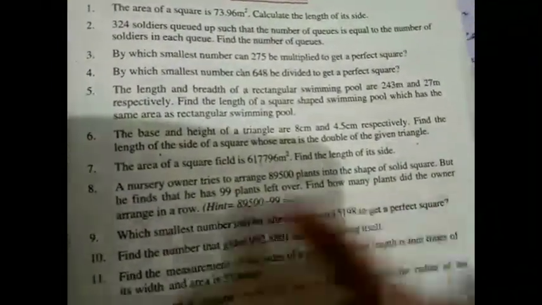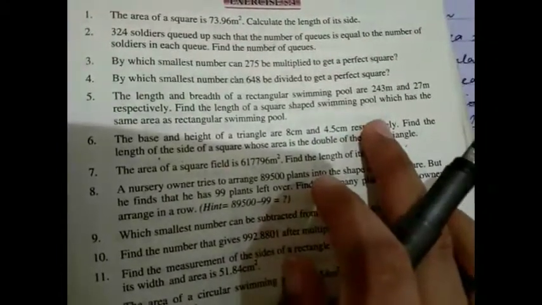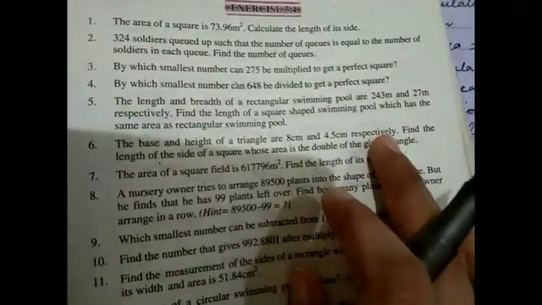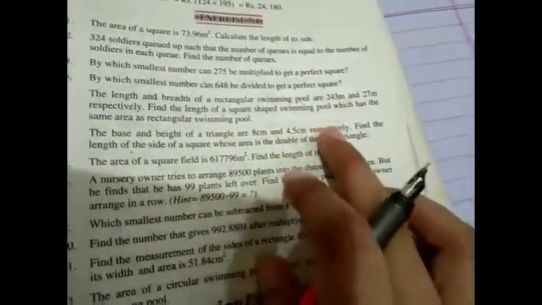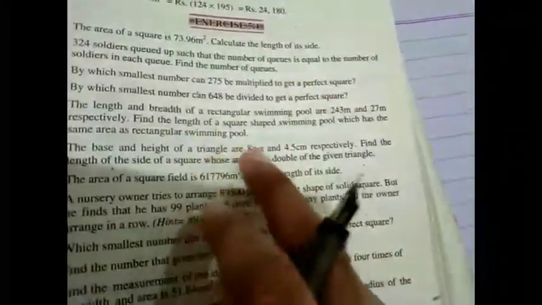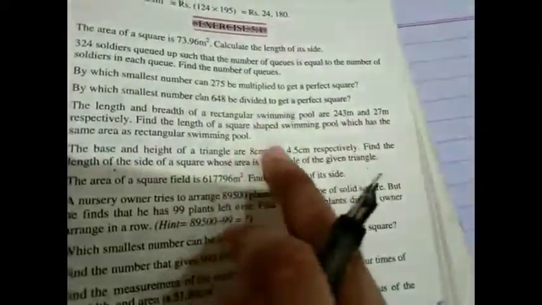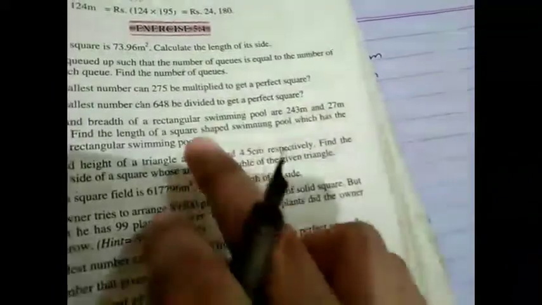Question number 5. The length and breadth of a rectangular swimming pool are 243 meters and 27 meters respectively. Find the length of a square-shaped swimming pool which has the same area as the rectangular swimming pool. So it means the area of that pool is also equal to the area of the square-shaped pool. So firstly we will find the area of the rectangular-shaped pool. I have read question number 5.